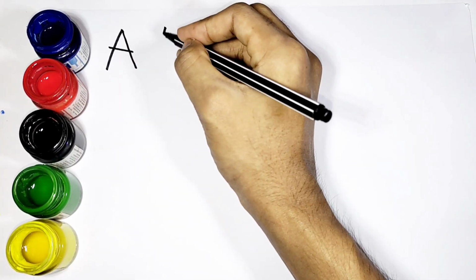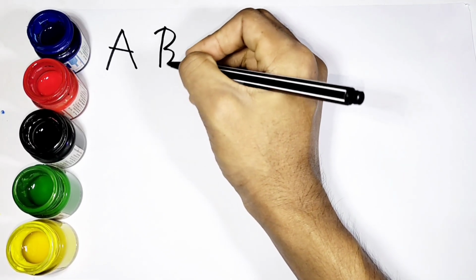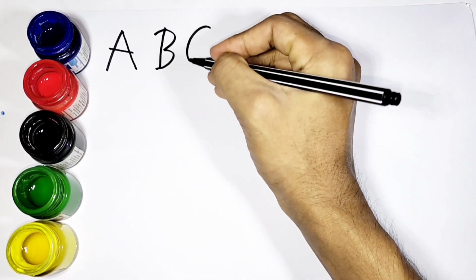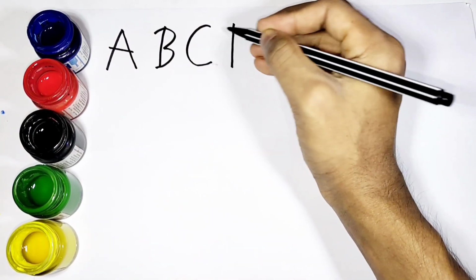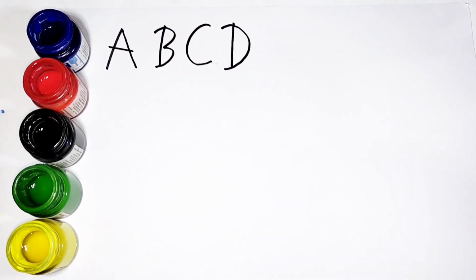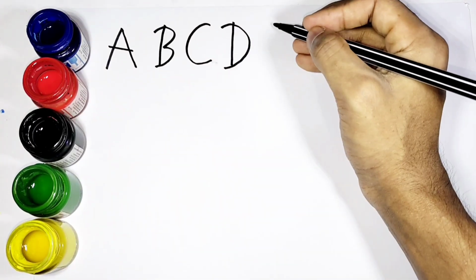Kids, the next one is B. And now we draw the alphabet C. C for cow, C for cat. The next one is D. D for dog, D for doll.